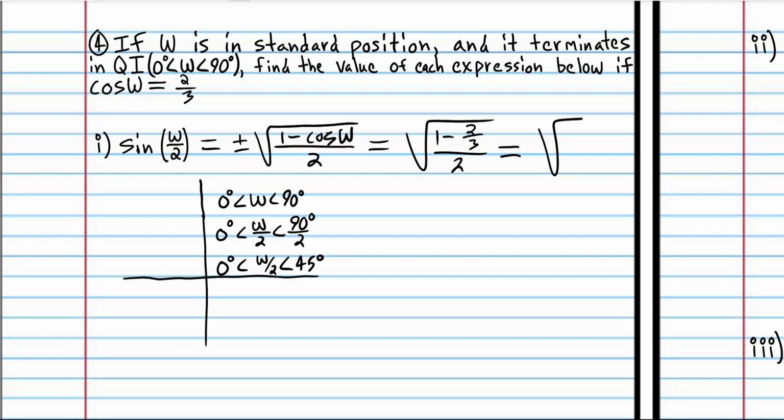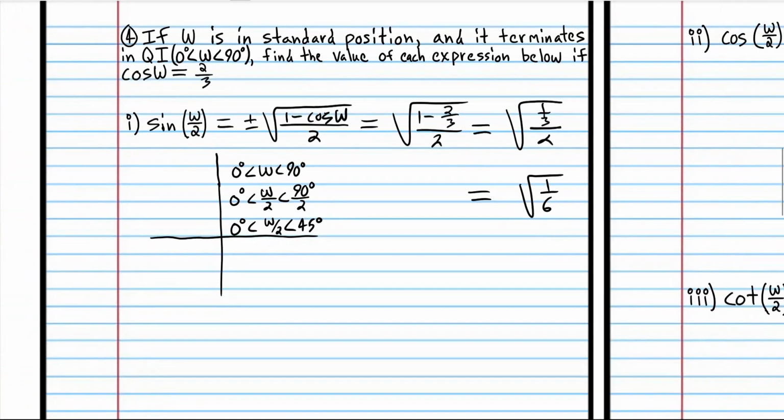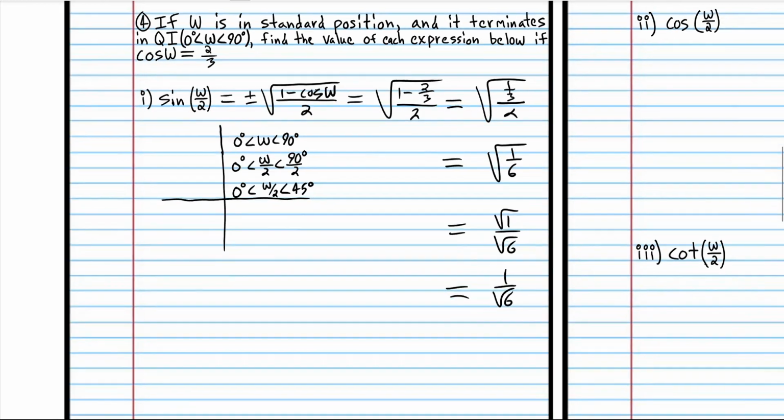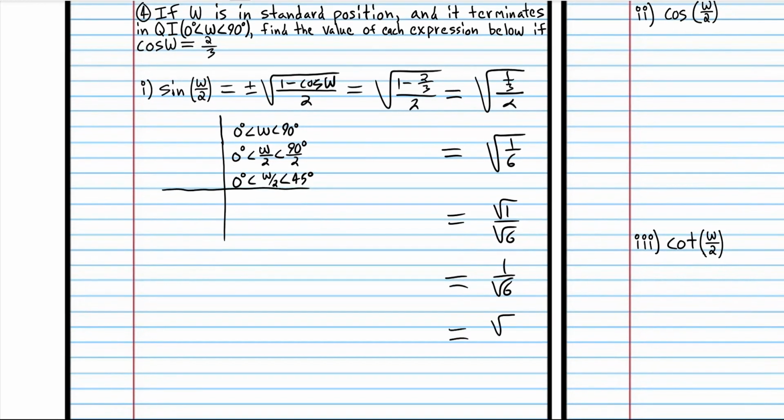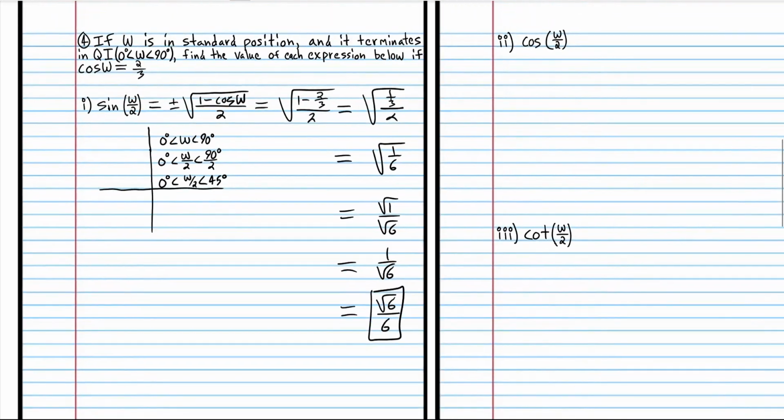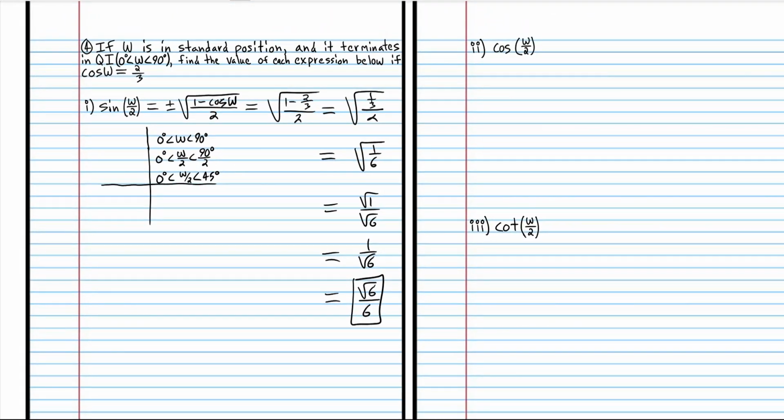So 1 minus 2/3 is 1/3. And simplifying, we get root 1 over 6. And that's root 1 over root 6, which is 1 over root 6. Multiply both sides by root 6, we get root 6 over 6. And that's the answer for part 1. So if you got that right, excellent.